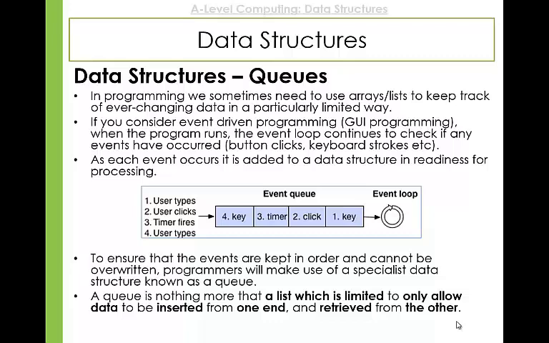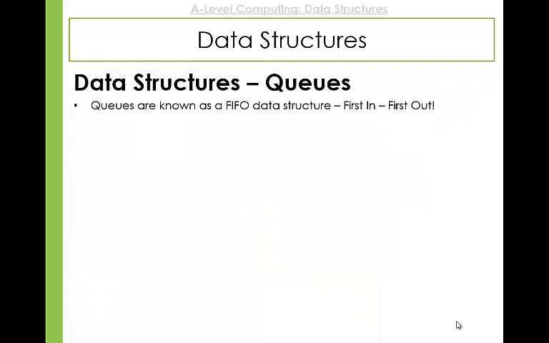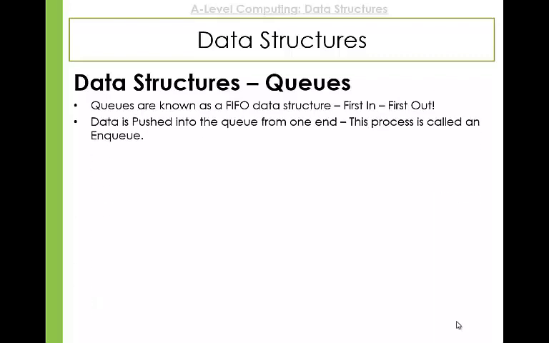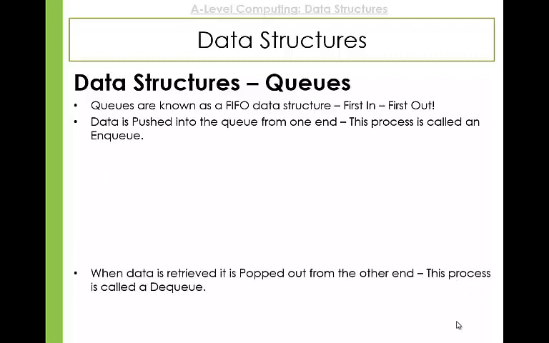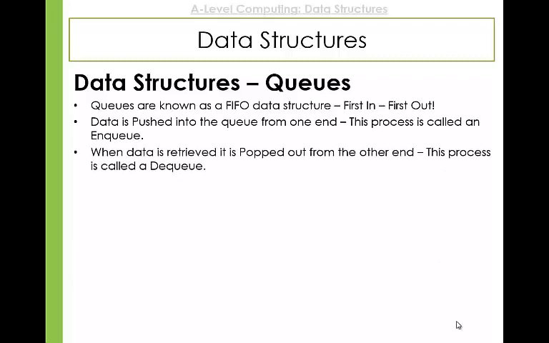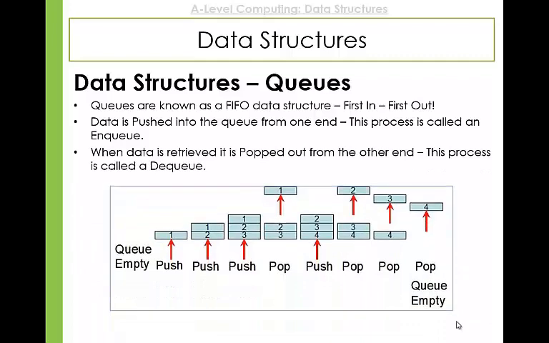Okay, it's a special data structure. It only allows data to be inserted from one end and retrieved from the other. And they're known as FIFO data structures. The first value in is going to be the first value out. Data's pushed into the queue from one end, called enqueuing, and data's retrieved, it's popped out from the other end, and that's known as a dequeue.